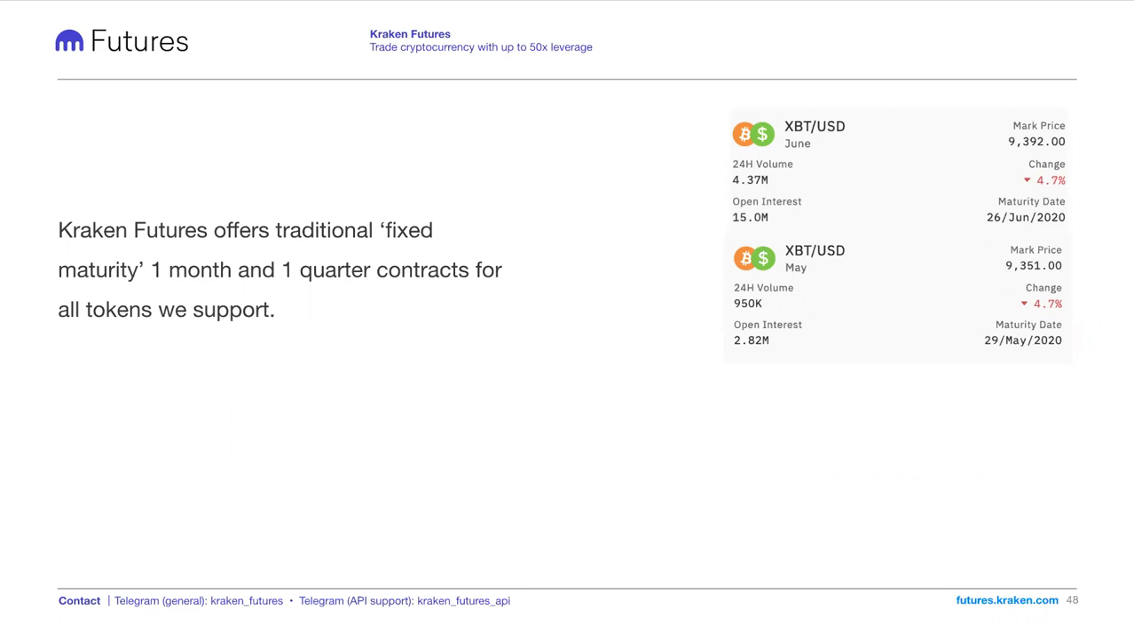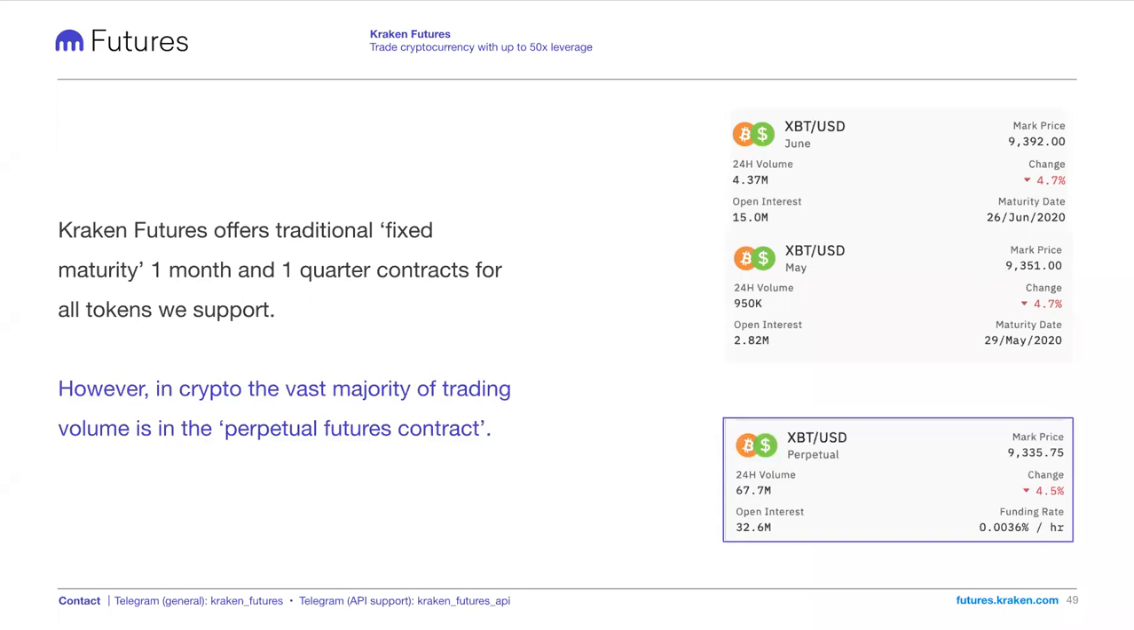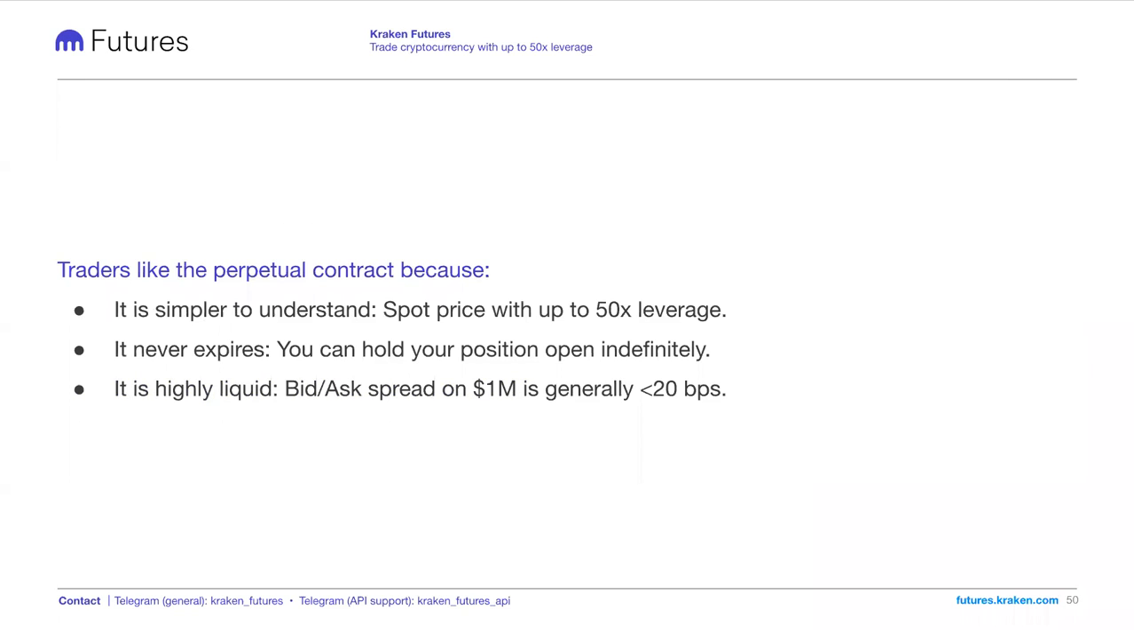We'll talk about how they work in a little while, but most of the volume in cryptocurrency trading today across all derivatives platforms is in the perpetual contract. And it's about 80% in most places. The perpetual futures contract tends to be the most popular for a couple of reasons. One, it's just easy to understand. It's spot price with up to 50x leverage. It's a pretty basic concept.